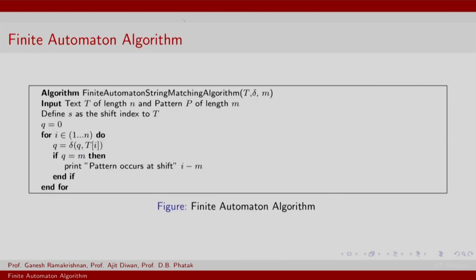So here is a simple finite state automaton algorithm specifically for matching an input text T. So given the delta, the m and the T, if s is the shift index to T, you start with the start state q equals 0, and for i equals 1 to n, as you scan position i of the text T, you make a transition from q to delta of q comma Ti. If you have reached the final state, then you accept and you also print out the position of match. Of course, you can continue this whole process. What we didn't do in our construction was complete the transitions from the accept state, but please note that these transitions will also exist at the accept state.